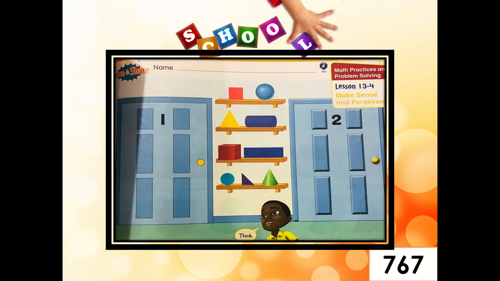Let's have page 767. Look at this boy. He is Jackson. Jackson wants to put flat shapes behind door 1 and solid figures behind door 2. Can you help Jackson do the task? Very good, KG. You will draw a line from each shape to the correct door to show how we should sort the shapes. Now, get your pencil.